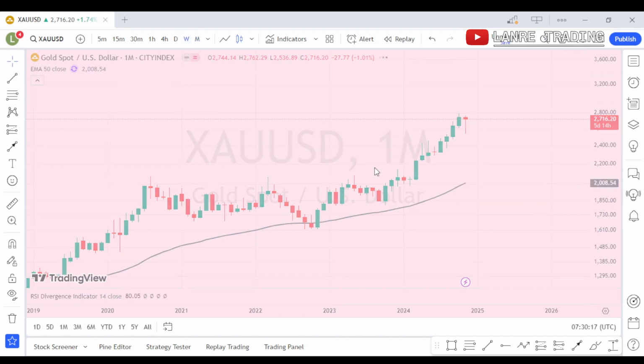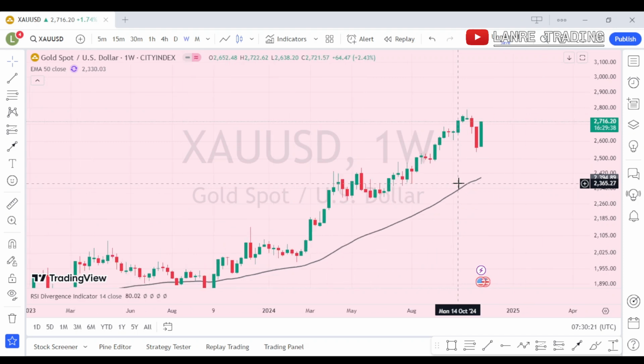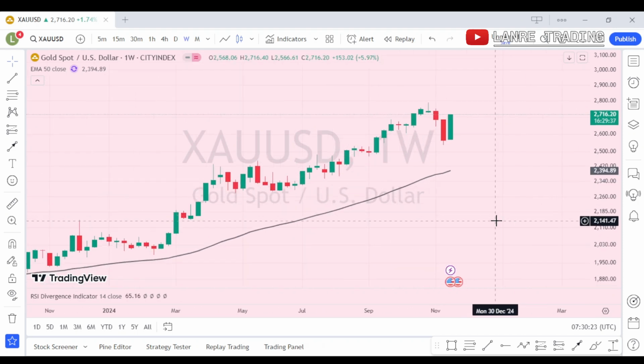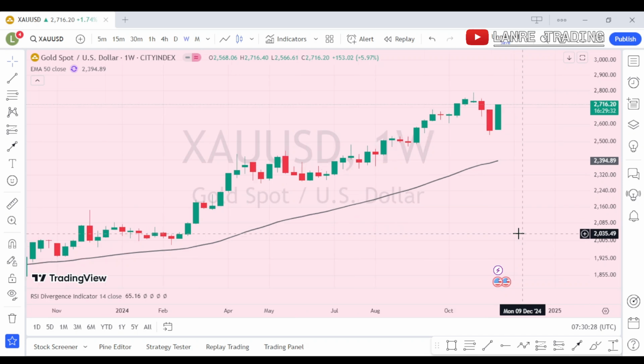So scaling down to the weekly time frame. What do we use the weekly time frame to do? We use the weekly time frame to map out our key levels and to see the overall picture of what the price is telling us. So how do we map out our key levels?